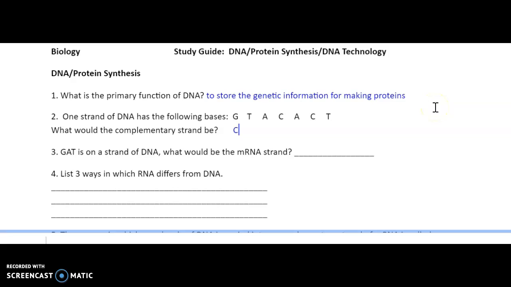G would go with C. T would go with A. This is DNA, so A will go with T. C with G. A with T. C with G. T with A. C, G, T, A, T, A, C, G, T, A, C, G, T, A. Yeah, we're good.